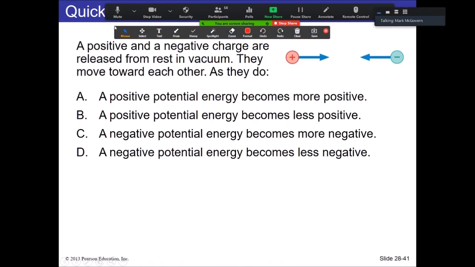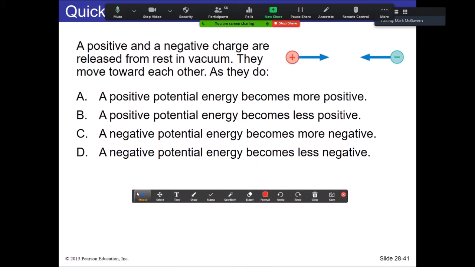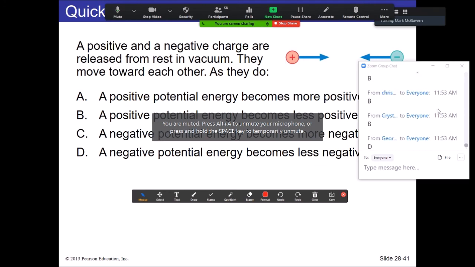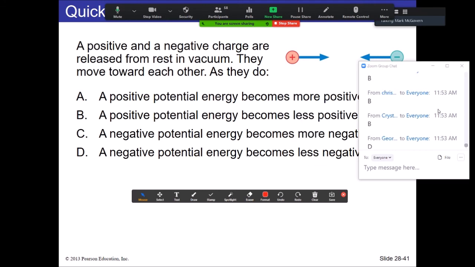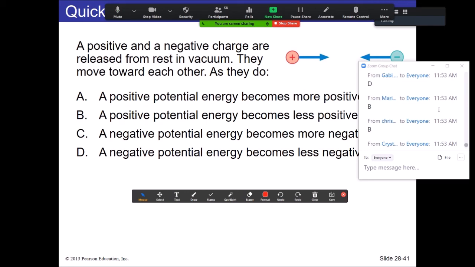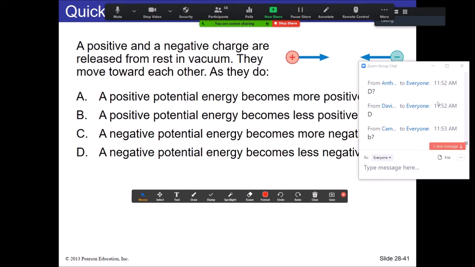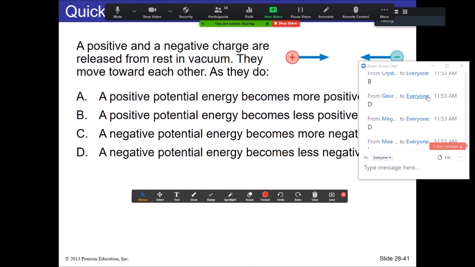All right. A positive and a negative charge are released from rest in vacuum. They do move toward each other. As they do, what happens? I don't know, people. I'm getting a little concerned now. I don't think I see a single right answer.